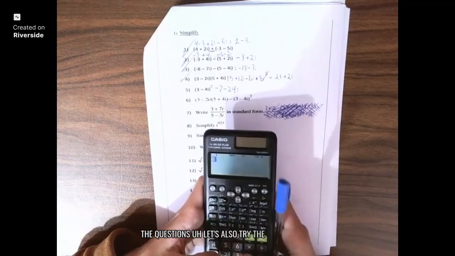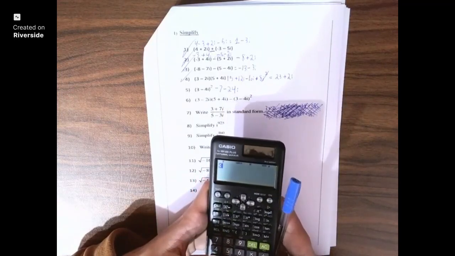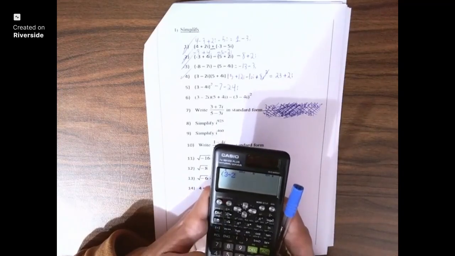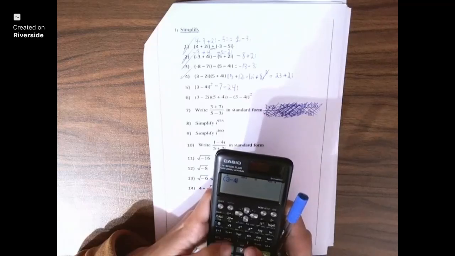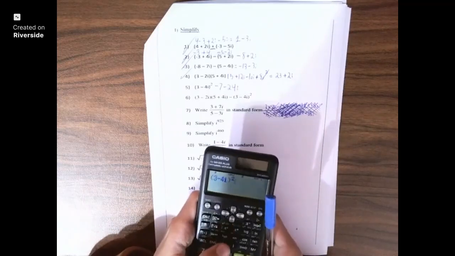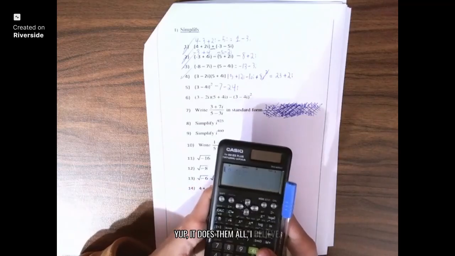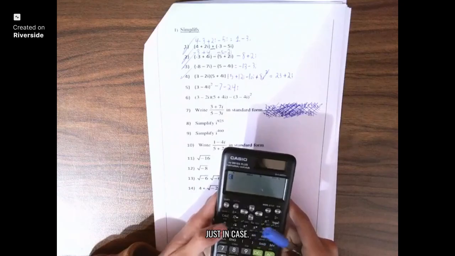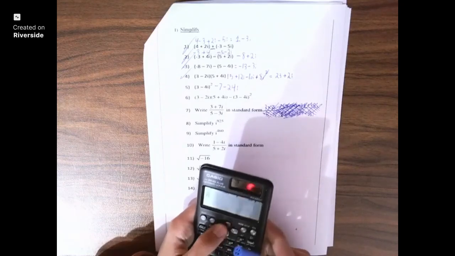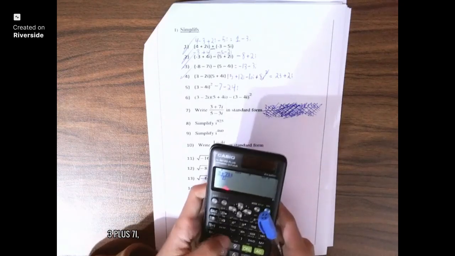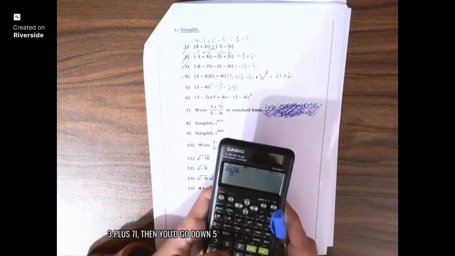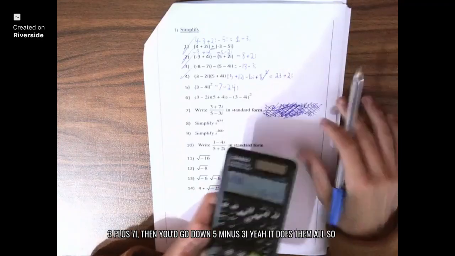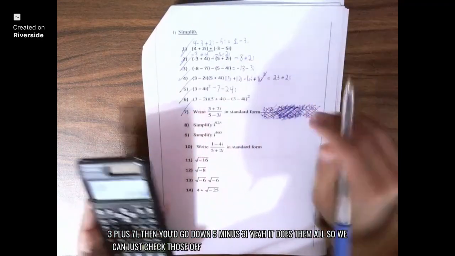Let's also try the power 2 one. Yep, it does them all, I believe, even the fraction. 3 plus 7i. And then you'd go down. 5 minus 3i. Yeah, it does them all. So we can just check those off.